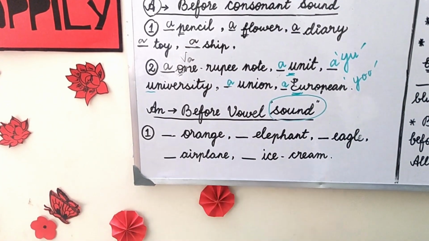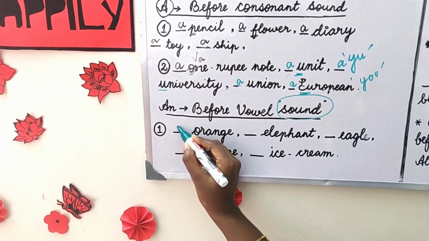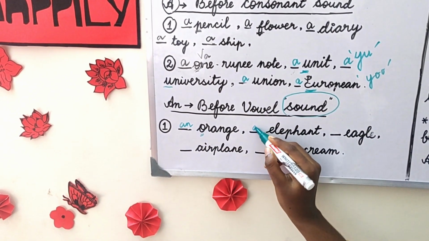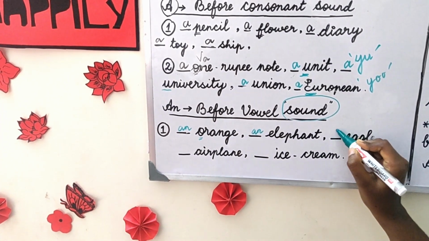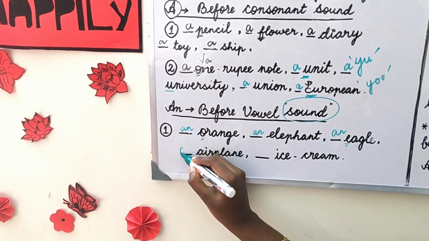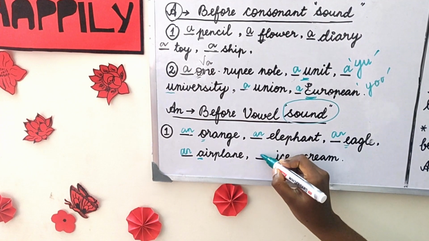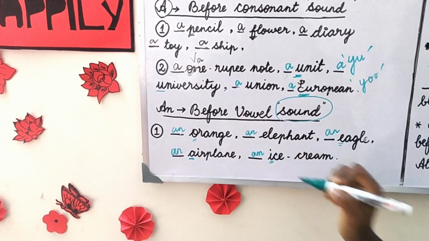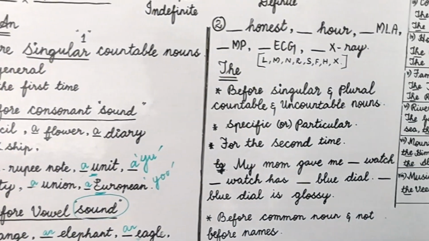Okay. The first category. An orange. Similarly, an elephant. Similarly, an eagle. Then an airplane. Then an ice cream. Ice cream. Okay. We come to the second category.